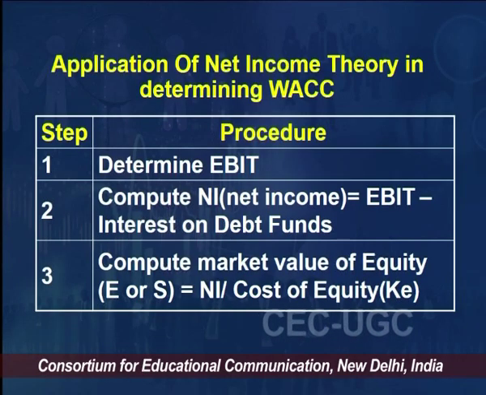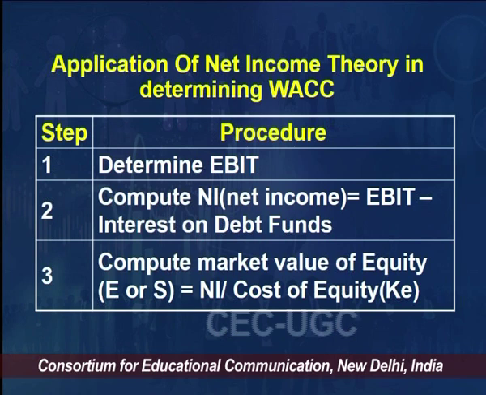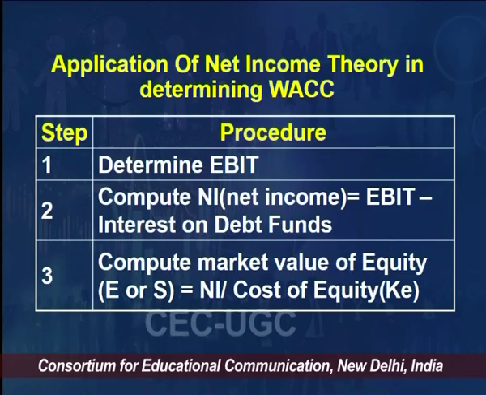Second step is compute net income. Interest on debt funds is subtracted from earning before interest and taxes. So the NI, the net income, is equivalent to EBIT, and from that we subtract interest which we are paying on debenture or any other debt fund.